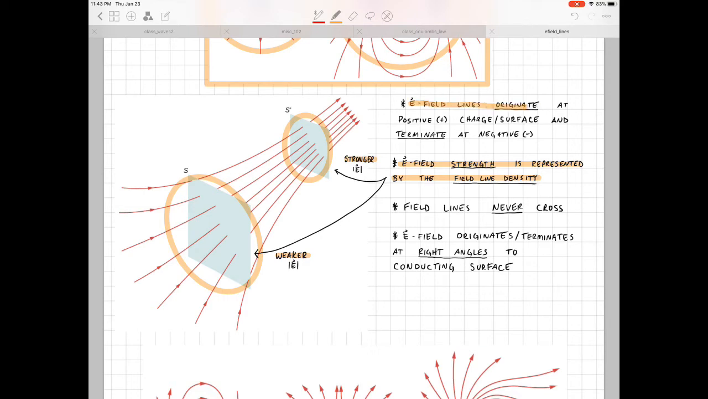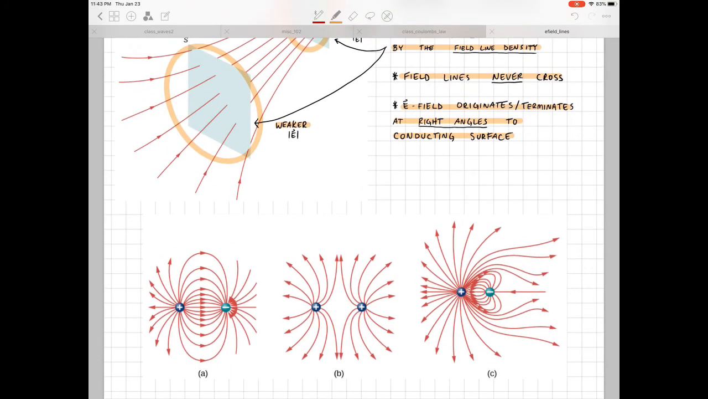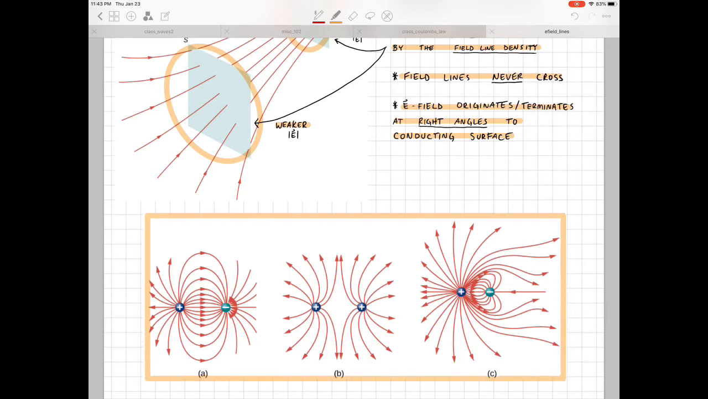I mentioned this already, but the electric field lines originate at a positive charge or surface and terminate at the negative charge or surface. This is an important one. Field lines never cross. And if we have conductors in a problem, then the field lines originate or terminate on the surface at right angles, at 90 degrees. And down here, there's just 3 more examples of electric field lines for different charge distributions.